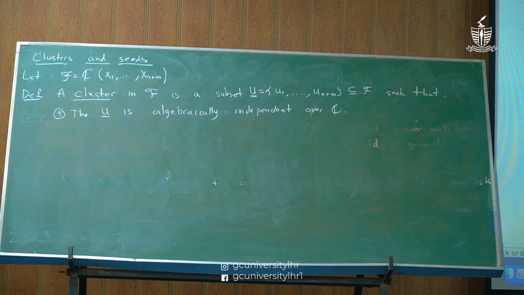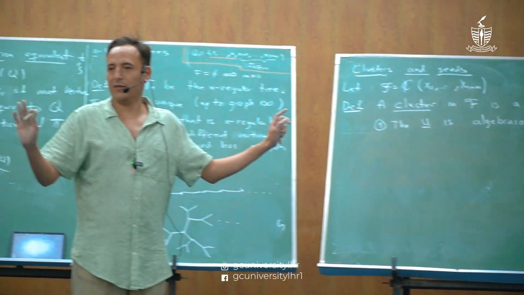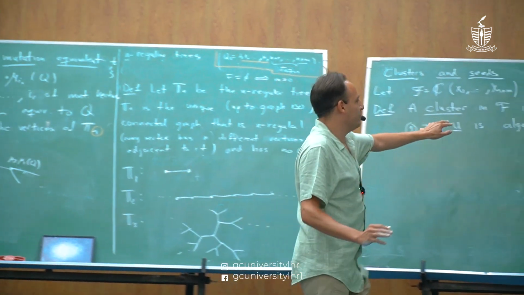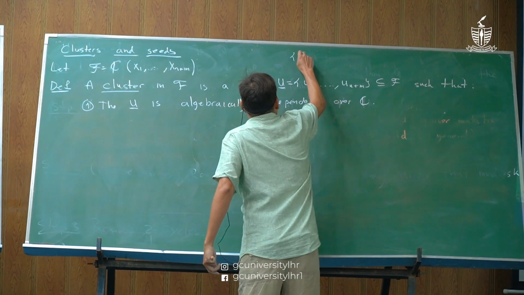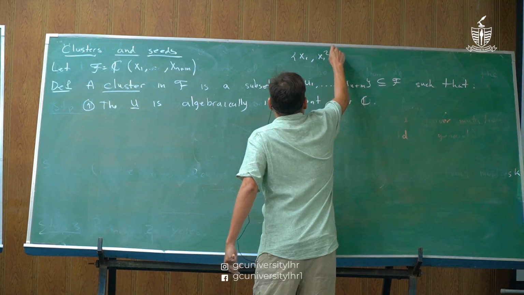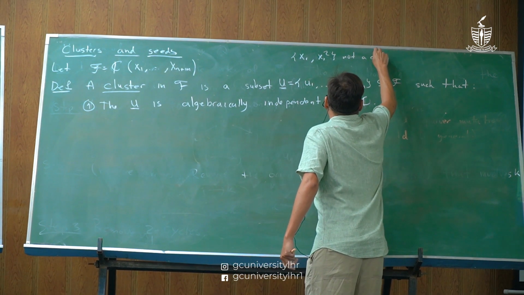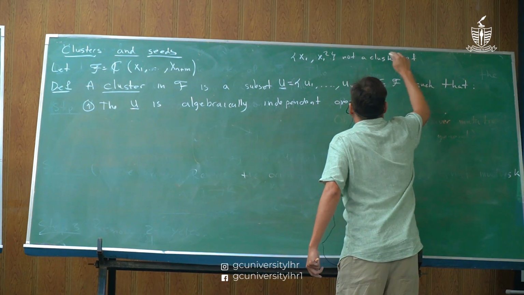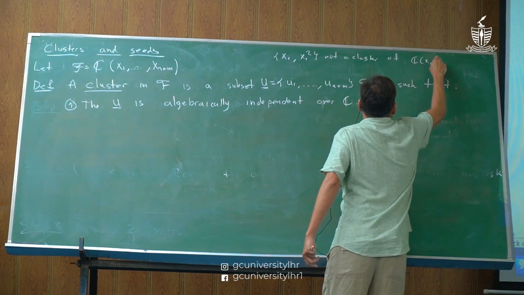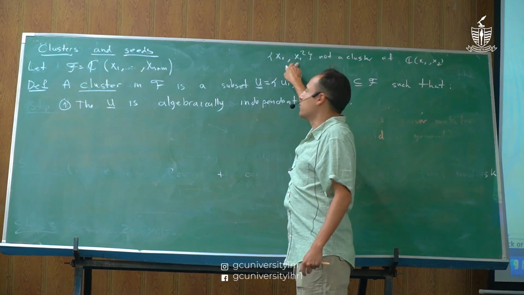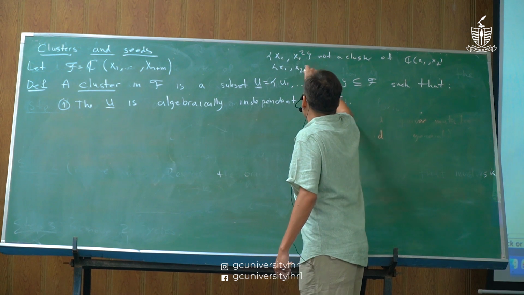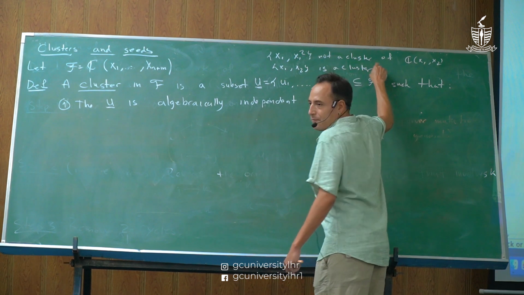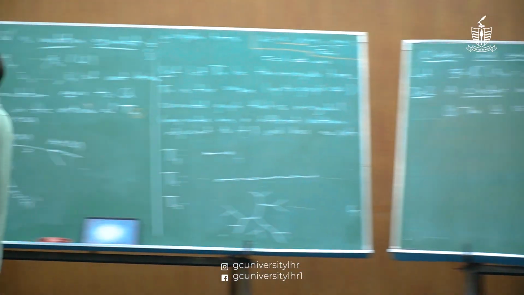Everyone is familiar with field theory, like basic things like field extensions and algebraic independence? Okay. So this means that these expressions do not satisfy polynomial relations. For example, x1 squared, x1 is not a cluster, let's say x1, x2, because these guys satisfy a polynomial equation. The square of this is equal to this, right? But this is a cluster.